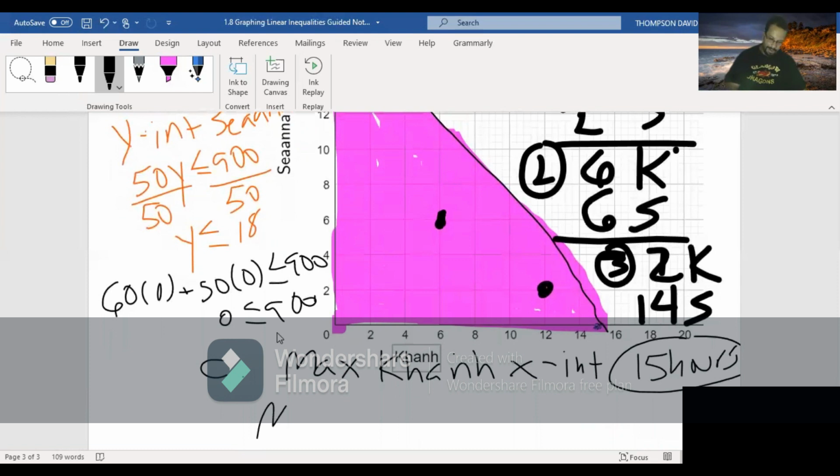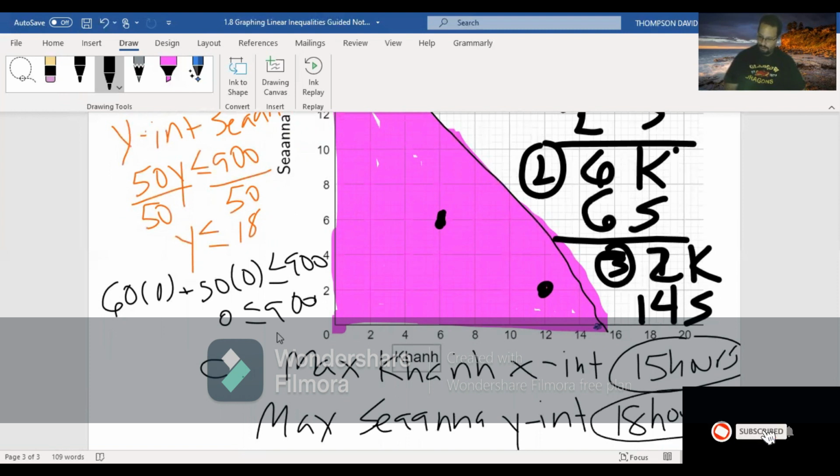And the max for Shauna is your y-intercept, and that would be 18 hours. And we are done the driving problem. I hope this helps you understand linear inequalities a little bit better.